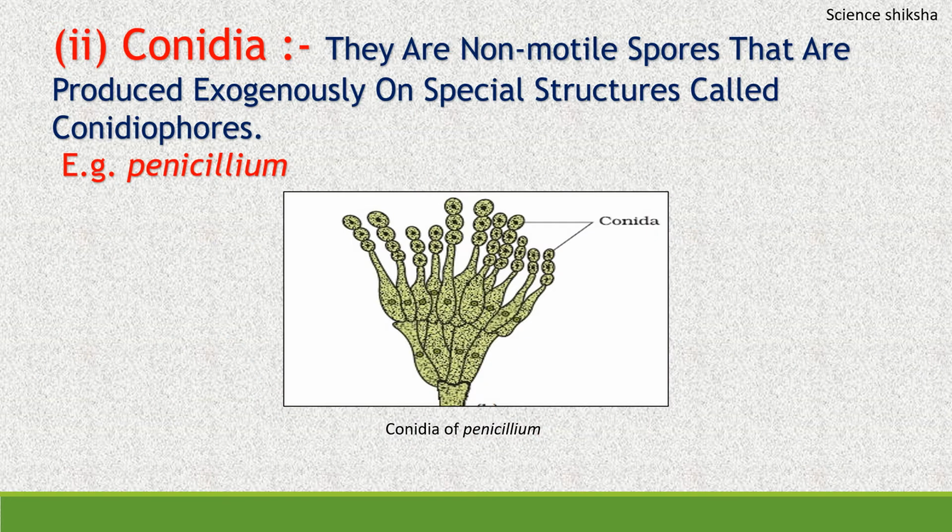The next type is the conidia. Conidia are the non-motile spores that are produced exogenously on special structures called conidiophores. The example is Penicillium. So when these conidia fall on a suitable substratum, they develop into new individuals.